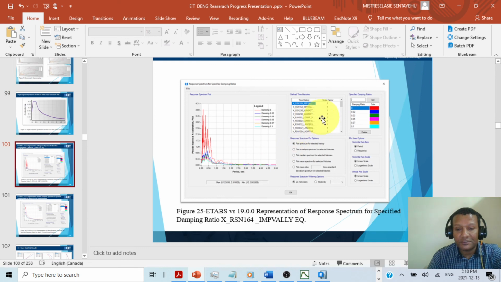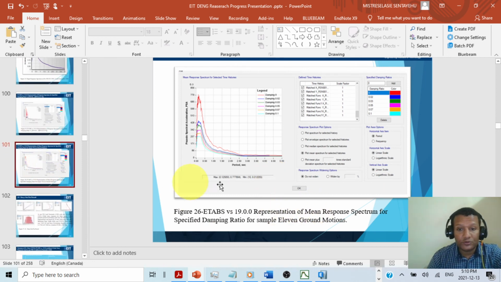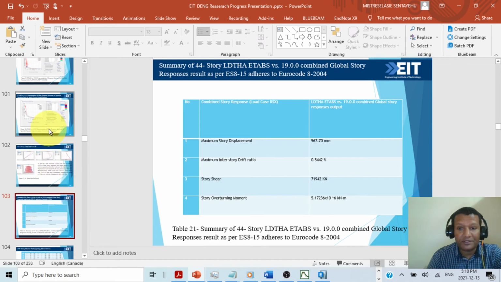This is the ETABS response spectrum, with different damping ratios. This is for Imperial Valley. This I have also shown you, so no need. Once you have matched, I matched all the ground accelerations to our target response spectrum. I will show you in a minute also.